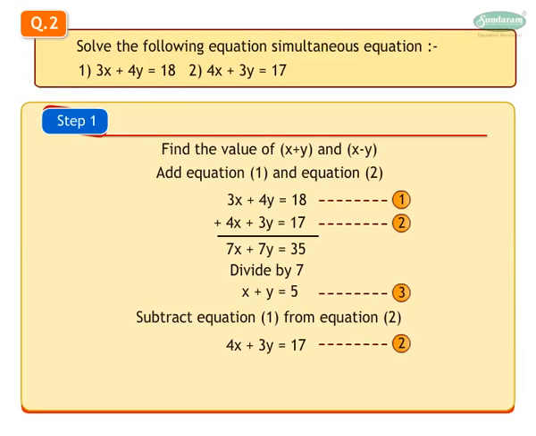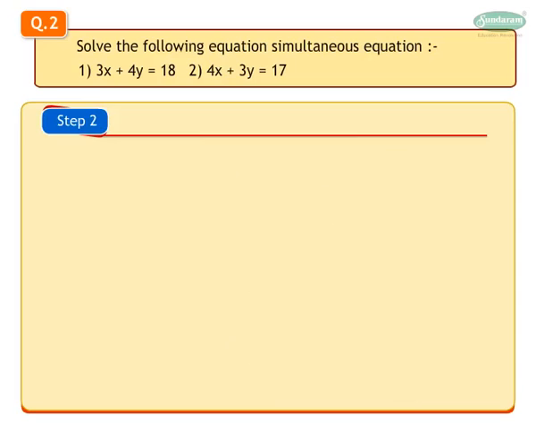Now subtract equation 1 from equation 2. 4x + 3y = 17 minus 3x + 4y = 18. Thus we get x - y = -1. Let us call this equation 4. Step 2. We call these new equations, x + y = 5 as equation 3 and x - y = -1 as equation 4. Now proceed to find x and y.